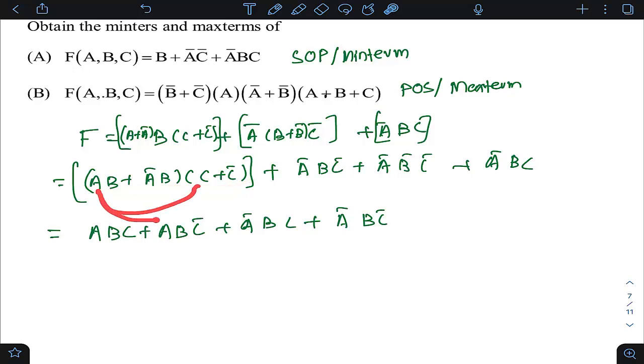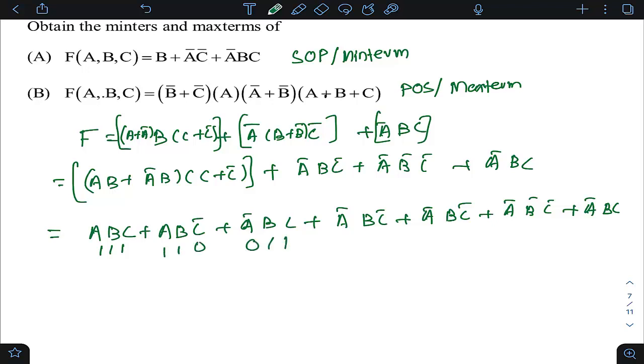AB with C, AB with C bar, A bar B with C, A bar B with C bar. Then you have A bar B C bar, then A bar B bar C bar, then A bar B C. So this is 1 1 1. Minterm means, in SOP, always the variable is 1, variable bar is 0. 1 1 0, 0 1 1, 0 1 0, and it is A bar B C bar, right? So 0 1 0, 0 0 0, then 0 1 1. So this is 7, 6, 3, 2, 2, 0, 3.